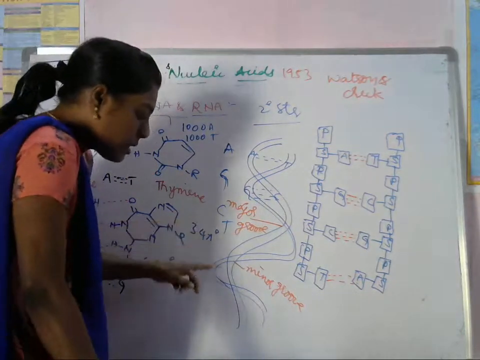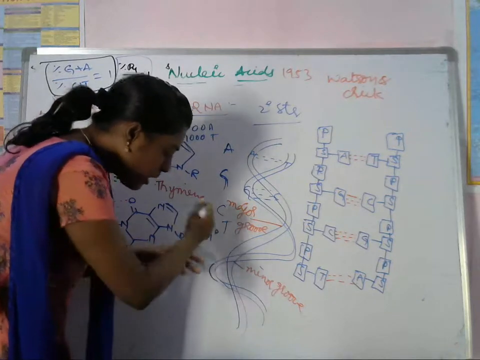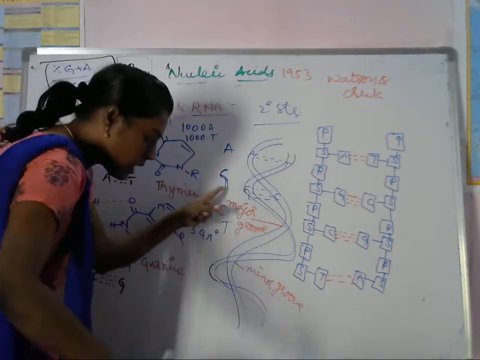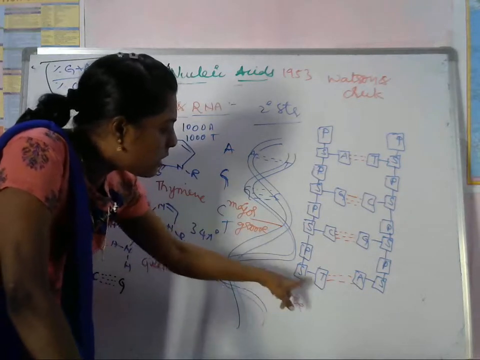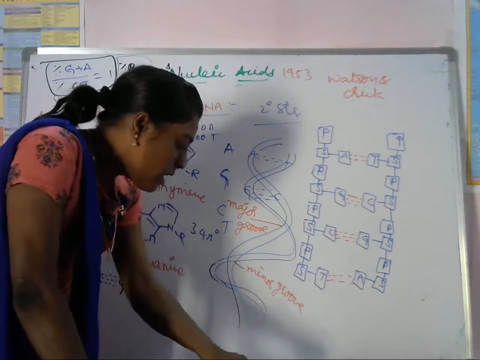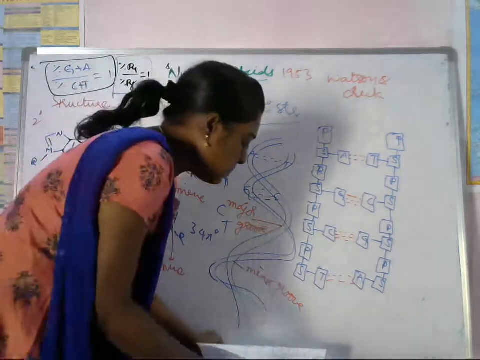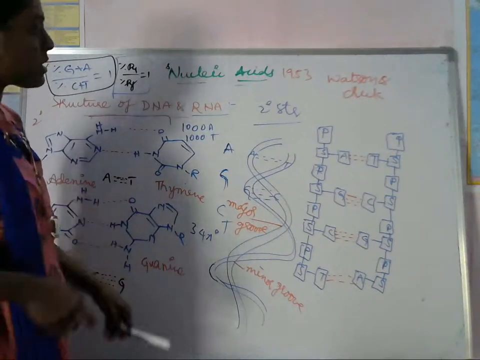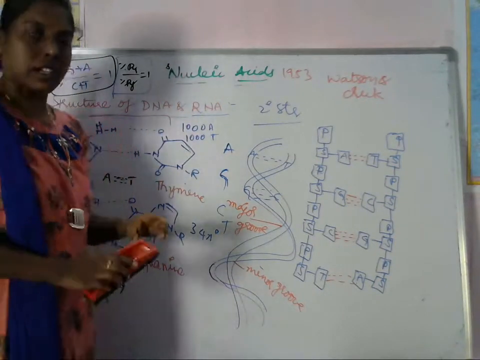So the double chain is wound into a helix, which means if you see these turnings, it will be like this. And here also, this is connected to sugar which is connected to phosphate, so the sugar phosphate backbone is on the outside. So like this, it has this structure. Okay, this is the secondary structure. So let's see the tertiary structure of the DNA.